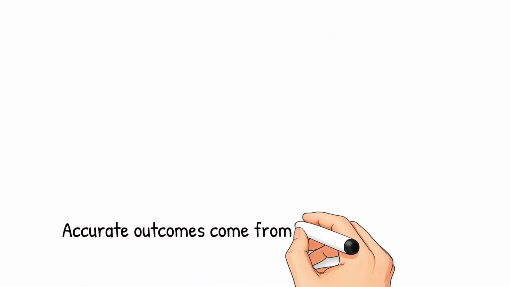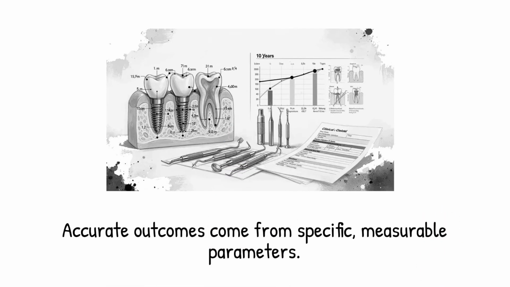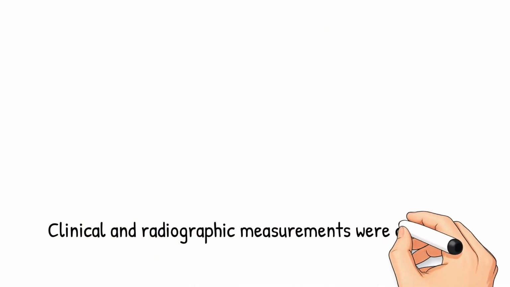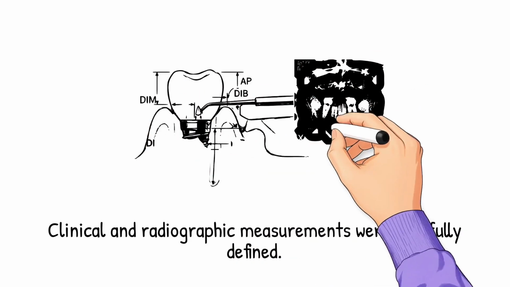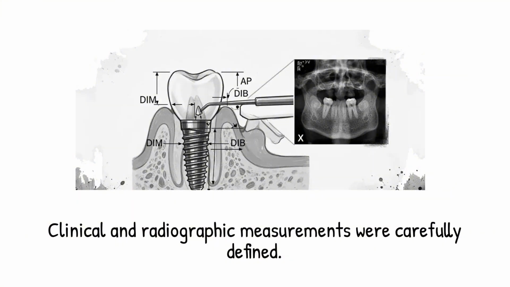Third, outcome measurement. Here the methods get specific and measurable. At the 10-year follow-up, the authors collected a structured set of parameters: modified plaque index and modified sulcus bleeding index at 6 sites around each implant. Probing depth measured with a periodontal probe to the nearest millimeter, also at 6 sites. The DIM value, distance from the implant shoulder to the mucosal margin, and the DIB value, distance from the implant shoulder to the first bone-to-implant contact, measured on periapical radiographs using the long cone technique.